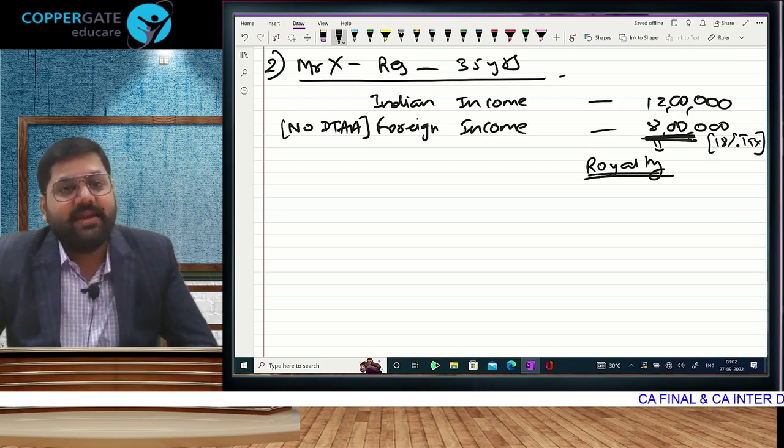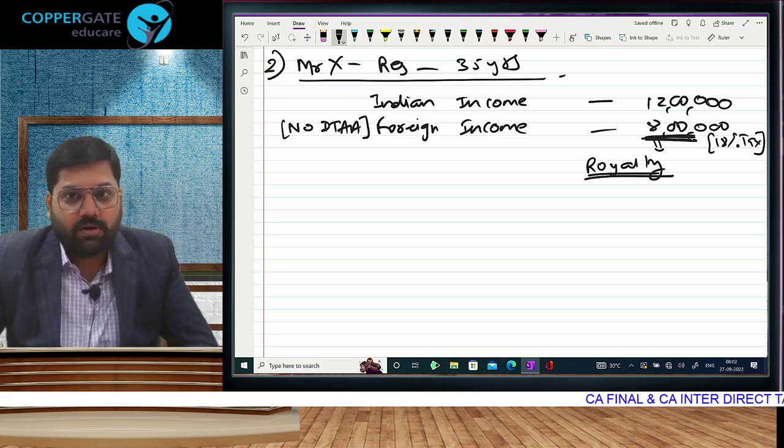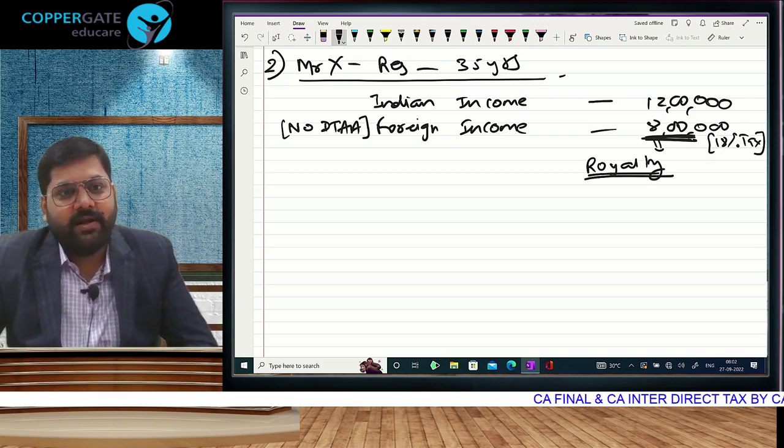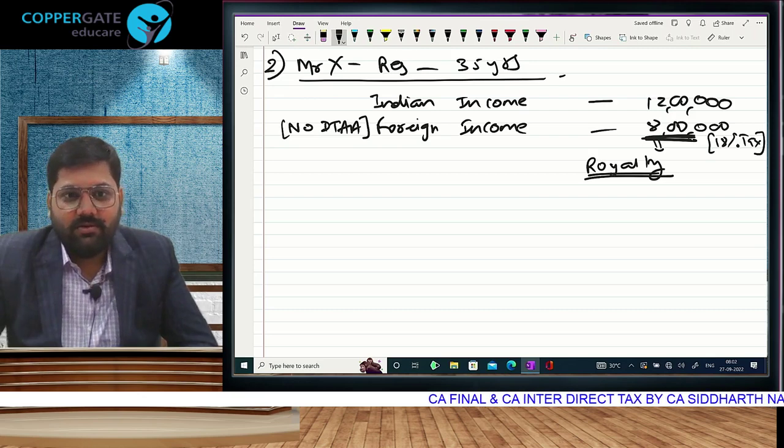Is it possible that there is an author who has written a book, but no one is buying his book in India? An author like Chetan Bhagat. You know Chetan Bhagat? No? The Rakhi Sawant of Indian literature.